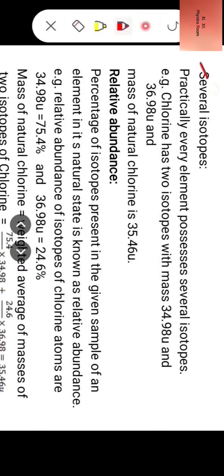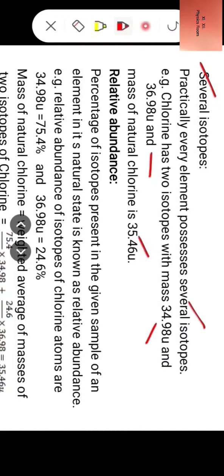Several isotopes. Practically every element possesses several isotopes. For example, chlorine has two isotopes with mass 34.98 units and 36.98 units, and mass of natural chlorine is 35.46 units.